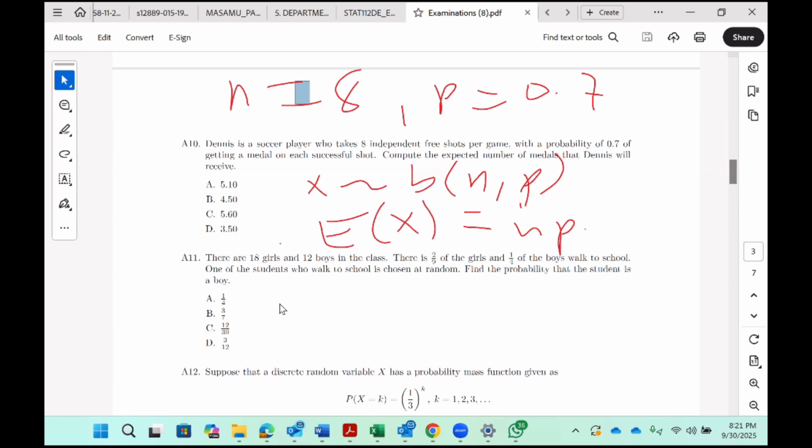Then 11. There are 18 girls and 12 boys in the class. 2 over 9 of the girls and 1 over 4 of the boys walked to school. One of the students who walked to school is chosen at random. Find the probability that the student is a boy.